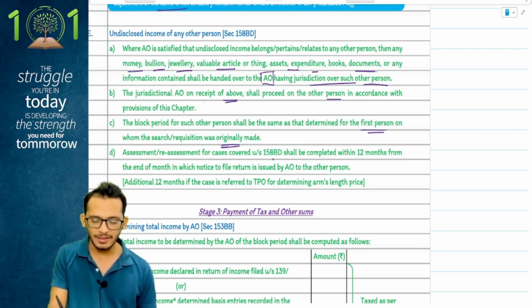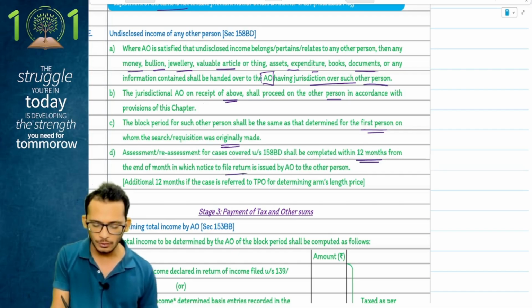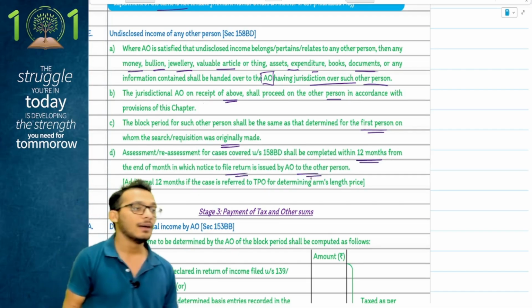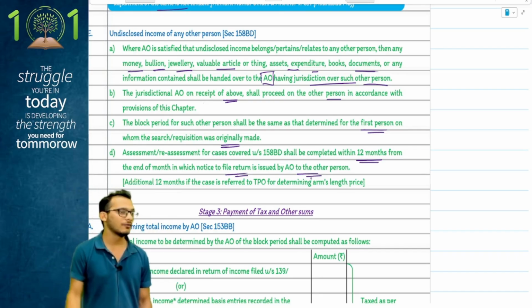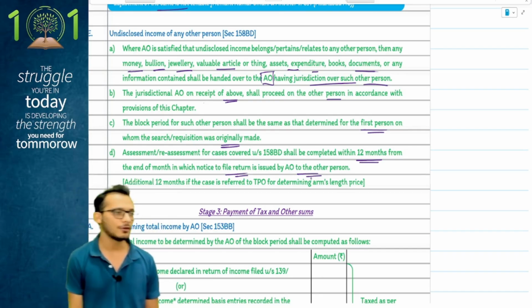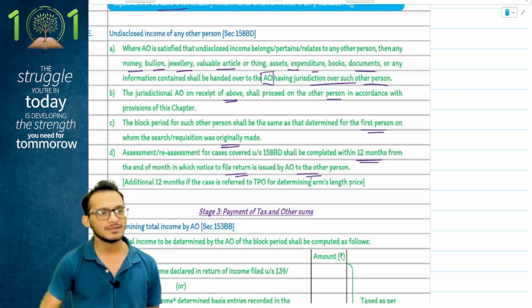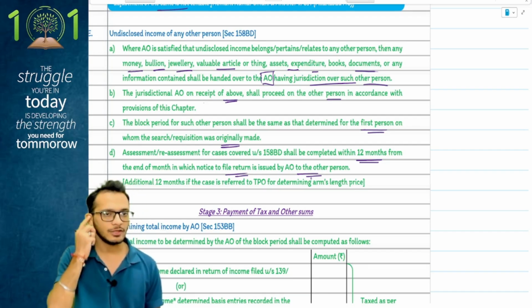Assessment or reassessment covered under 158BD shall be completed within 12 months from the end of the month in which the notice to file return is issued to the assessee for filing the return. An additional 12 months will be given if you are going for a TPO case. Clear? Yes. Simple, straightforward, logical understanding.